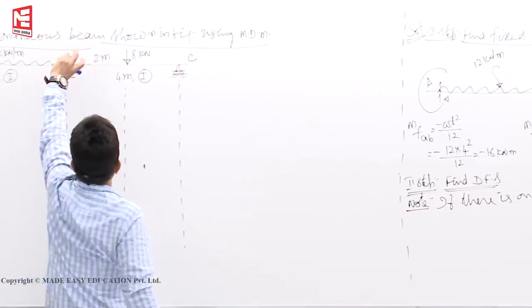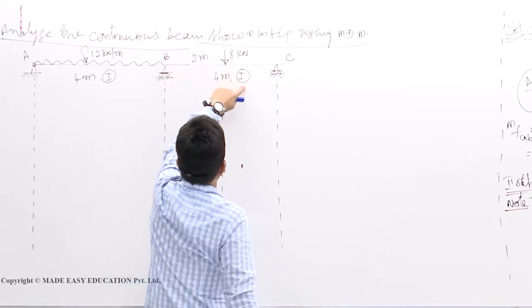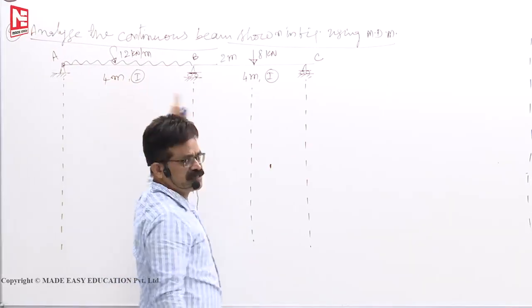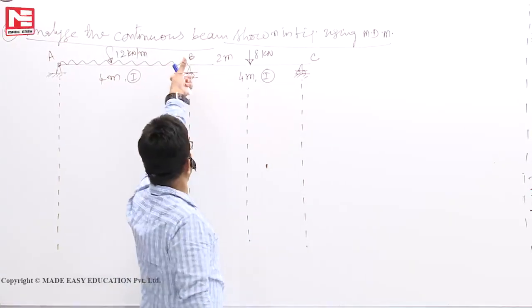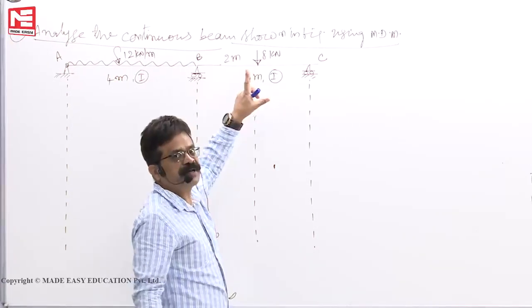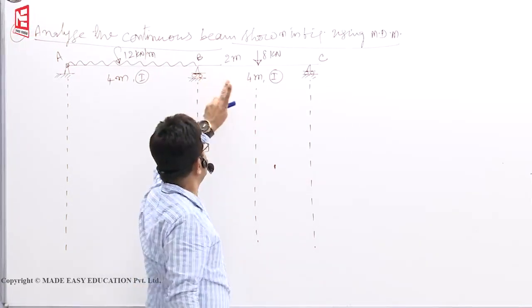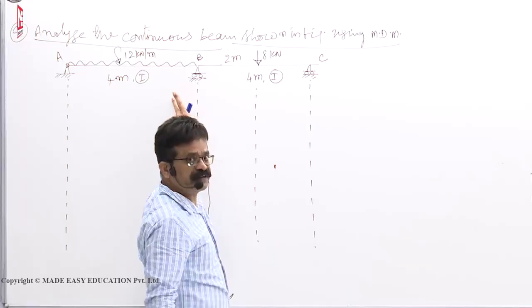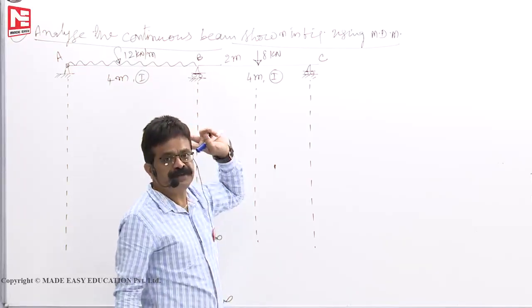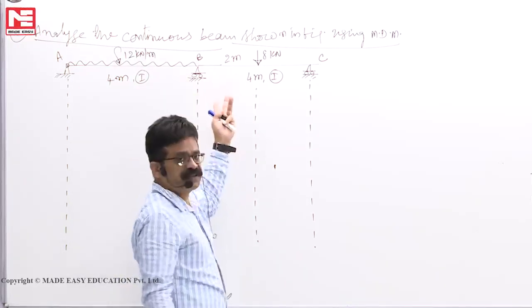In this case, at B, when you apply any moment, the length of the member and I values are the same. So whatever moment you apply will be shared by these two members equally. That means the distribution factors are 0.5, 0.5. By inspection, you can find it.